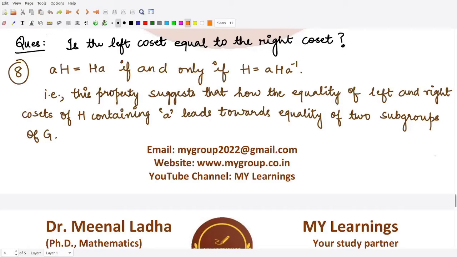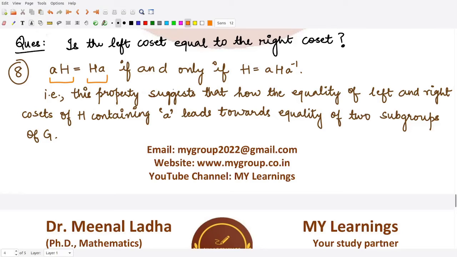Let's continue with our study of properties of cosets. So here is the question: whether the left coset is equal to the right coset for a given subgroup in a group G. This property tells us the answer. It suggests that the left coset AH is equal to the right coset HA. This is not true in general, but this is true whenever we have H equal to AHA inverse. And conversely, if the left coset is equal to the right coset, then this would hold, and if H is equal to AHA inverse, then both of them are equal to each other.